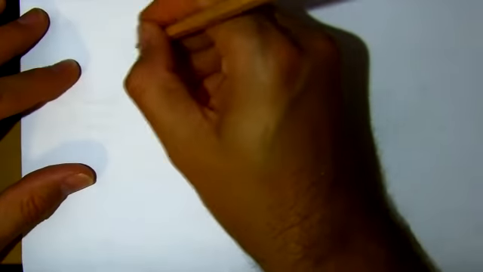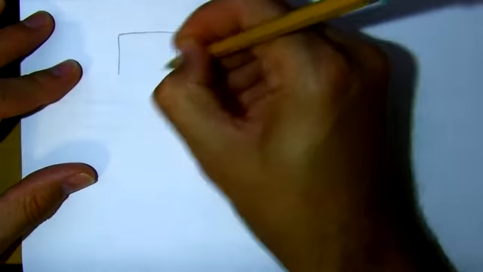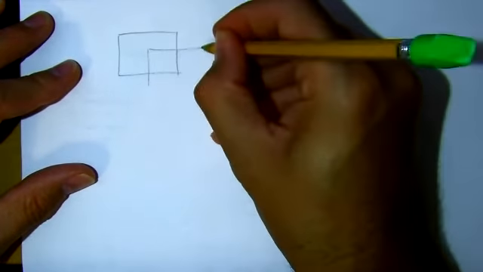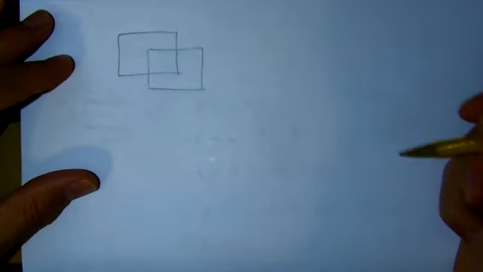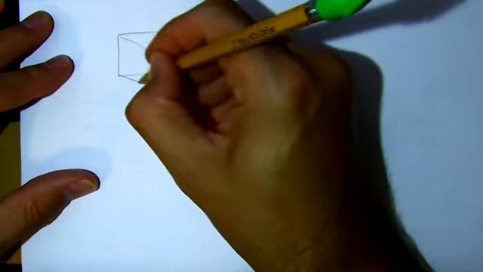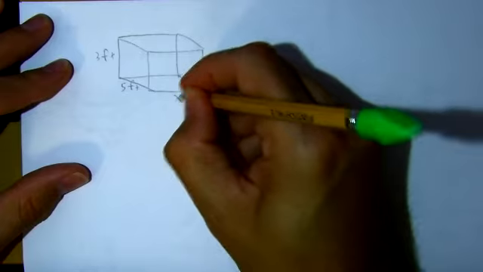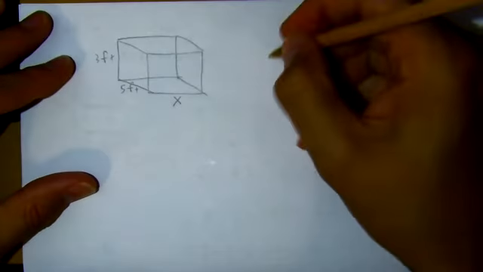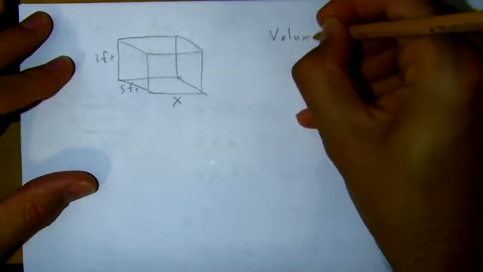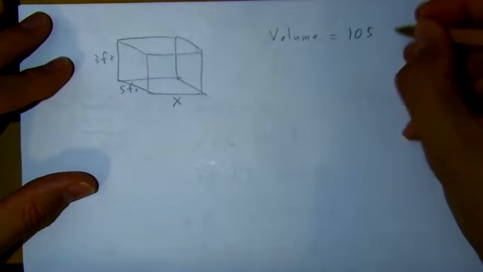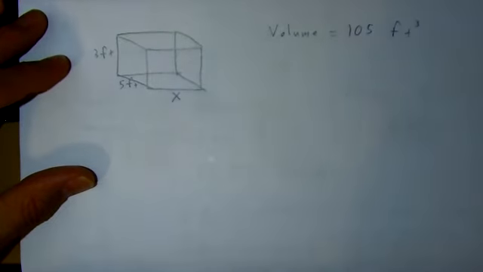Now, the next thing you might have to do is find missing sides. I've never seen a problem where they give you surface area and find missing sides, but I have seen problems where they give you the volume and ask you to find the missing sides. So another one of those. They might say 3 feet for the height, 5 feet for the width, and then X, and you don't know that side. And then they tell you the volume is 105 feet cubed. So how do you do this?